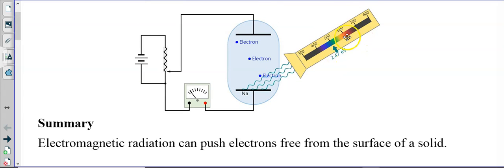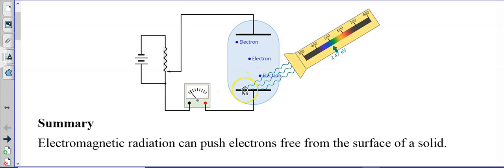Electromagnetic radiation, light coming out of this flashlight, depending on the color and the frequency really, hits the metal and causes electrons to jump out. They're called photoelectrons because the light waves hit the electrons and push them out of the metal, and then they are attracted to the positive end of this plate where they then complete the circuit and create a current.